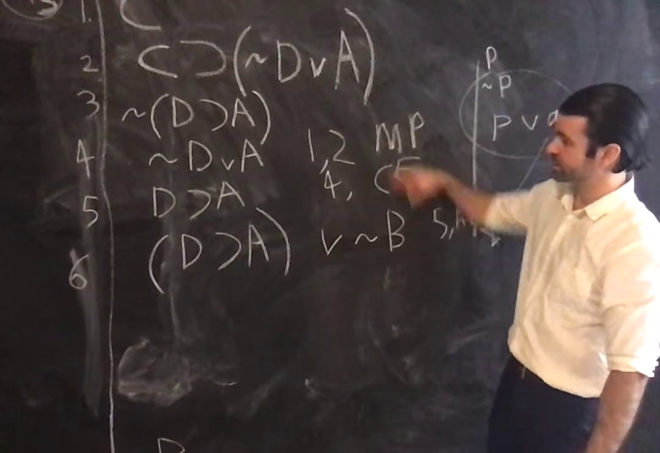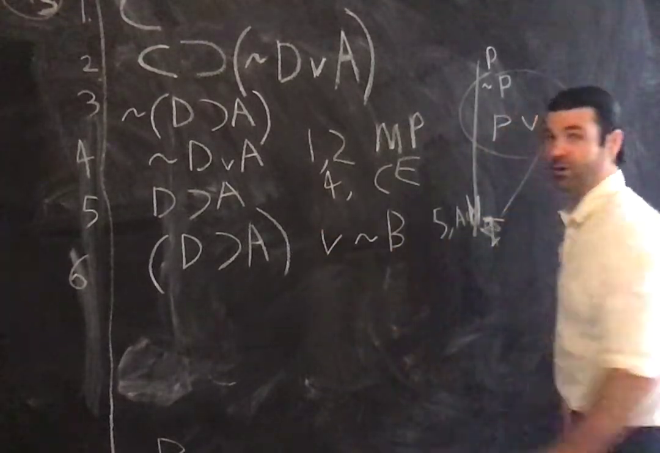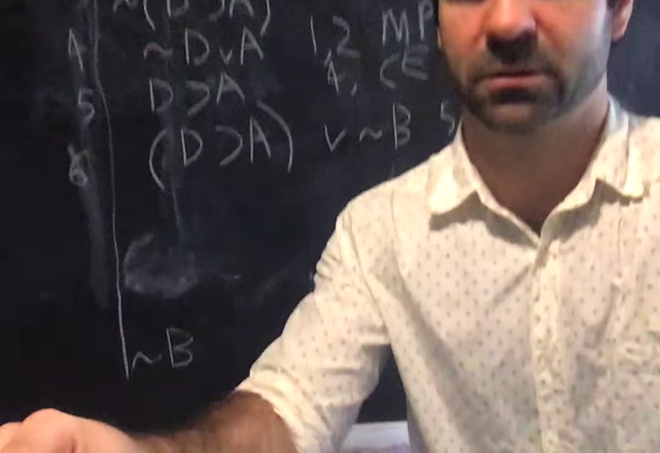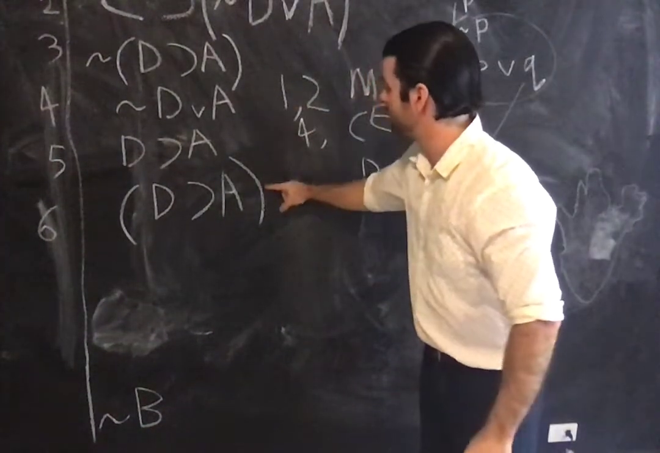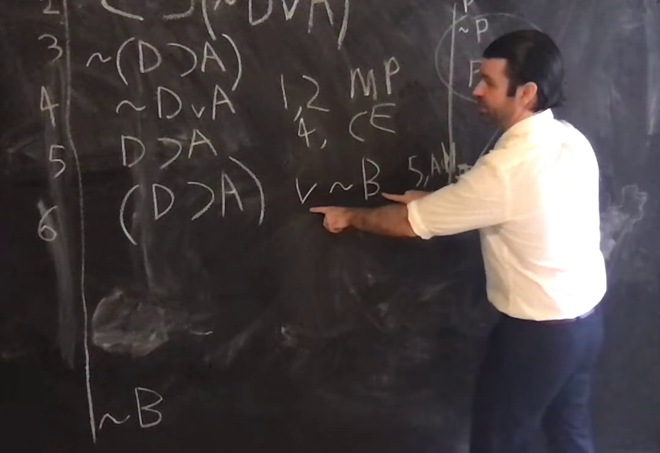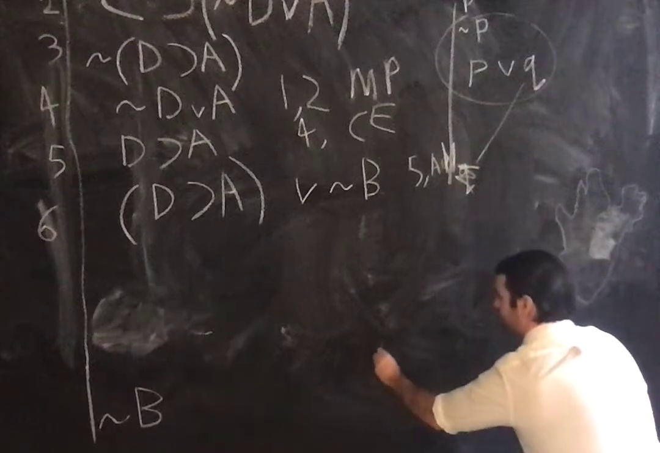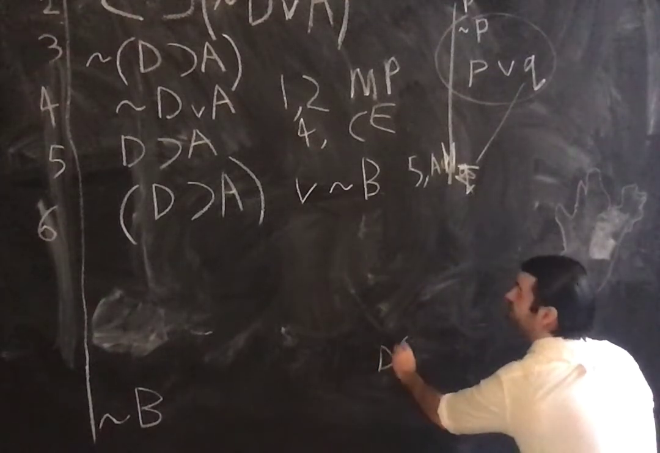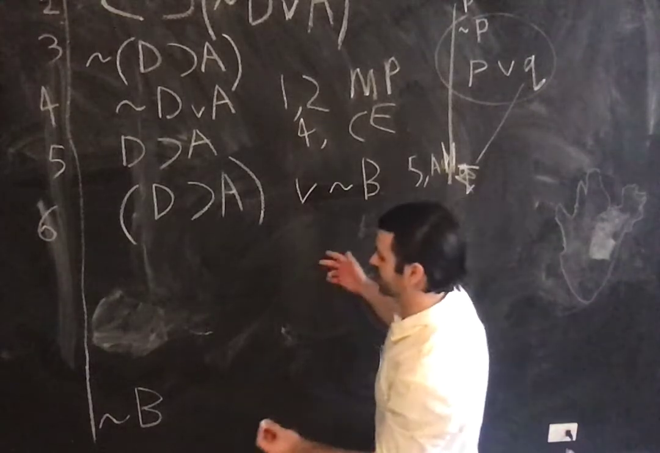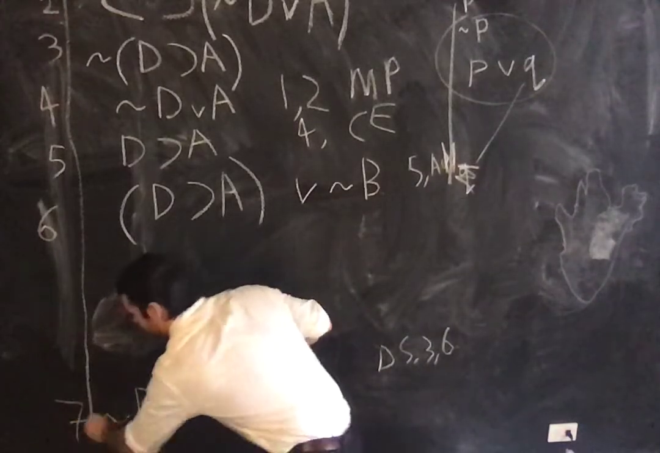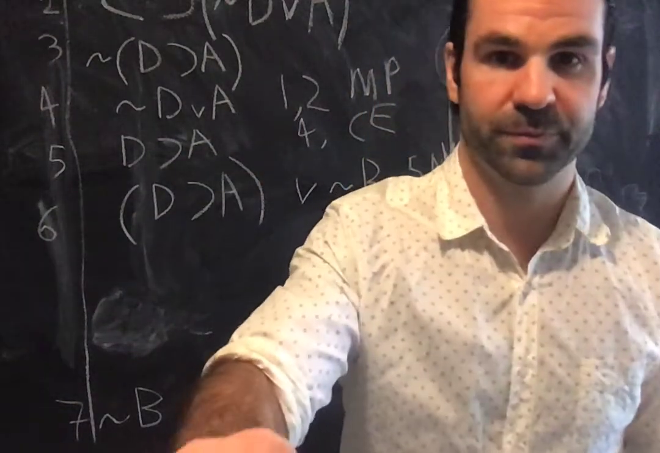Okay. And look at 3 and 6. That's actually going to get me home. If I look at 3 and 6, with the not B, and disjunctive syllogism, so DS, DS 3 6. That's how I get home. And then just put the number on. Step 7. And that's that. Okay. One more to go.